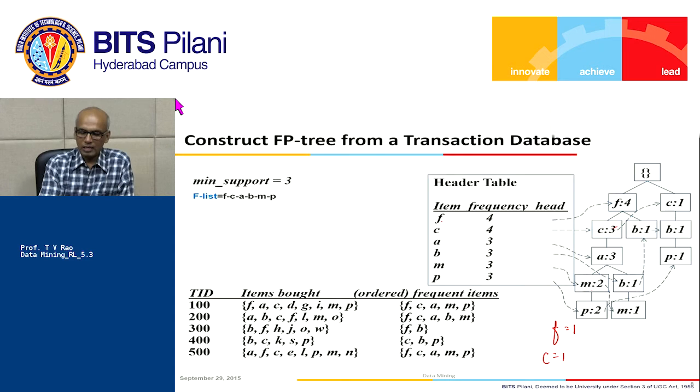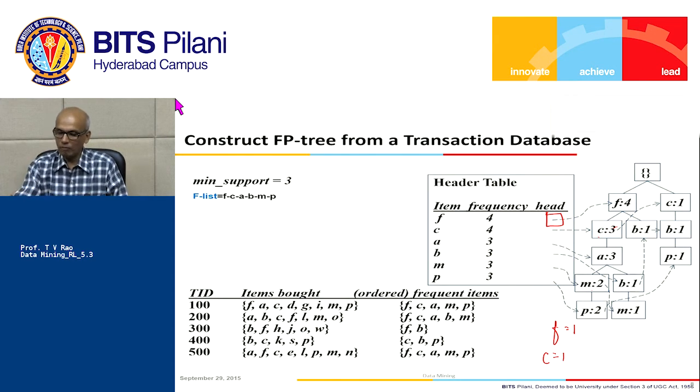And what we do is that we create a header table which has got the list of items which are frequent by themselves, that is each one item is frequent, and we note down their frequency, and we maintain a pointer to the first node which has got this item. So in case of F this is true, and in case of C this is the first time we found C, and then we add another link from here when we had to create a new node next time.